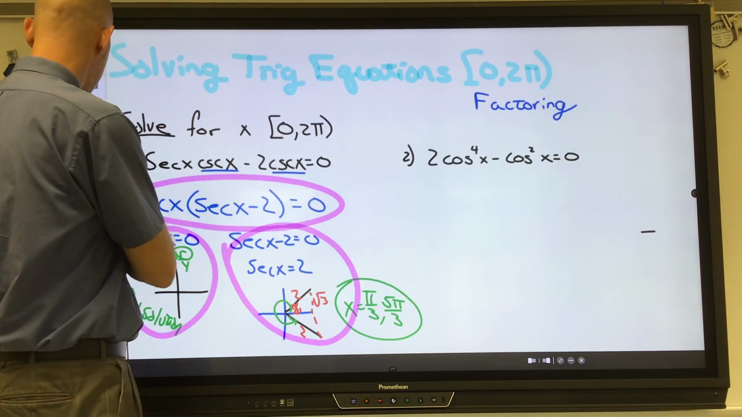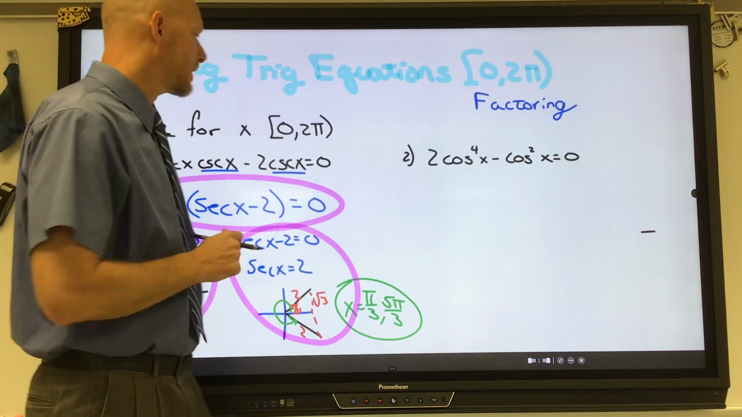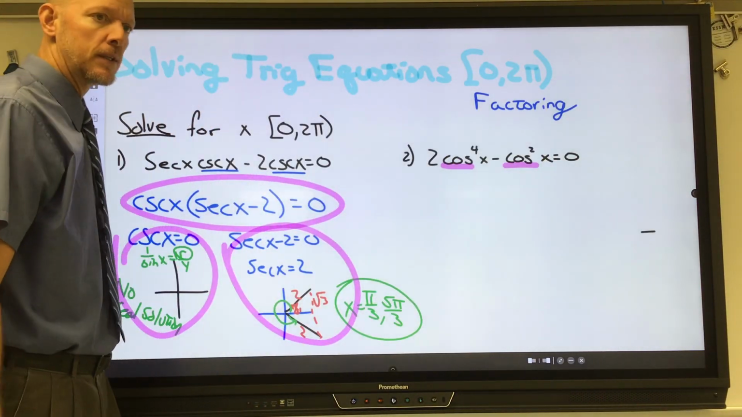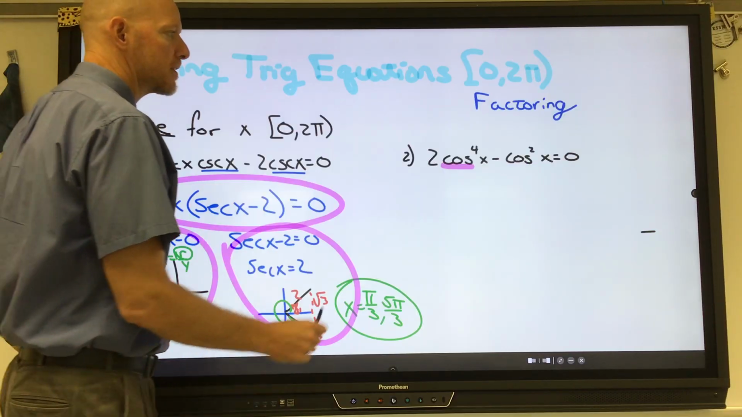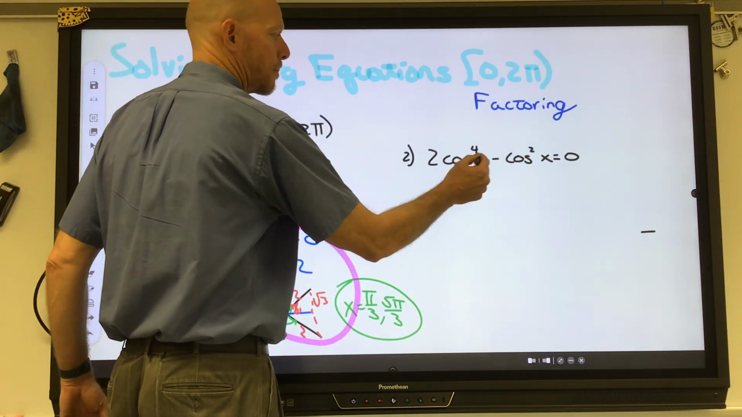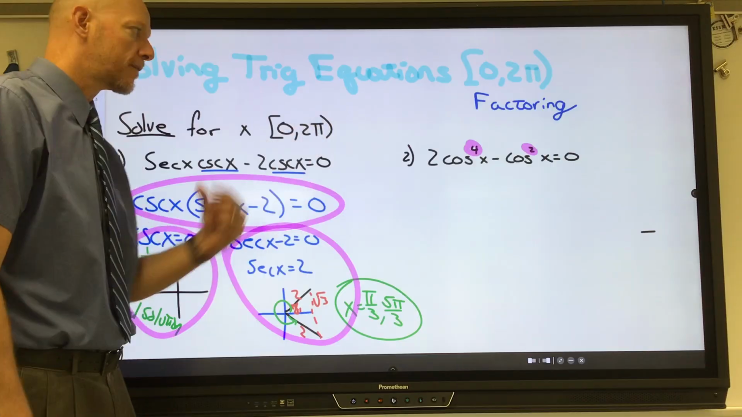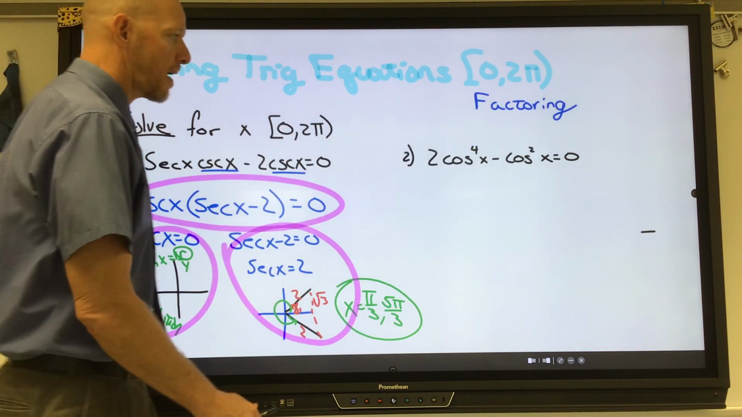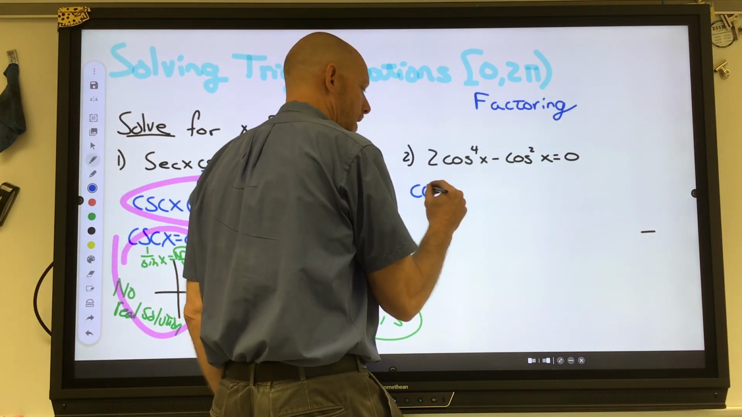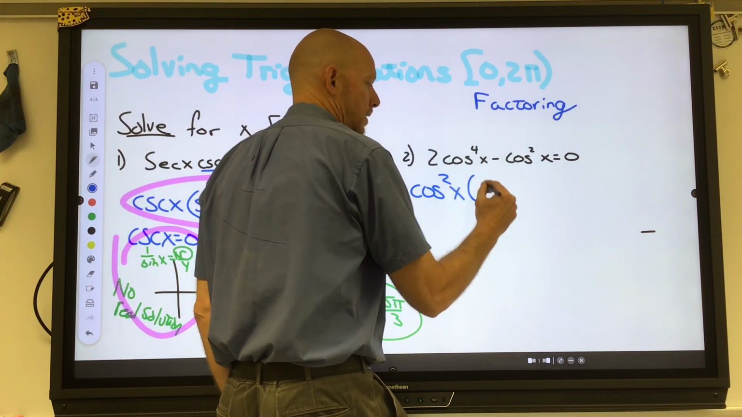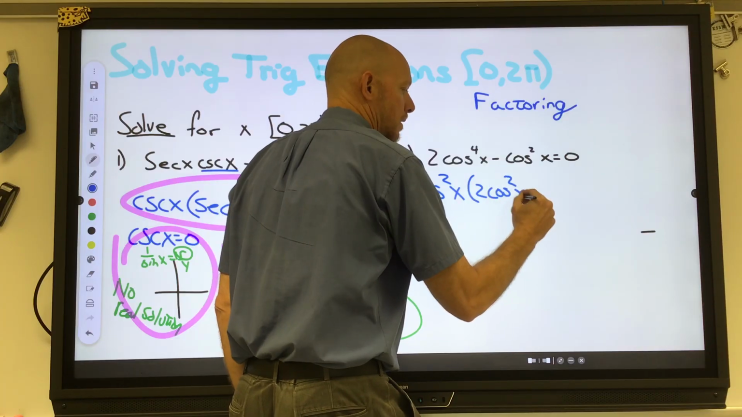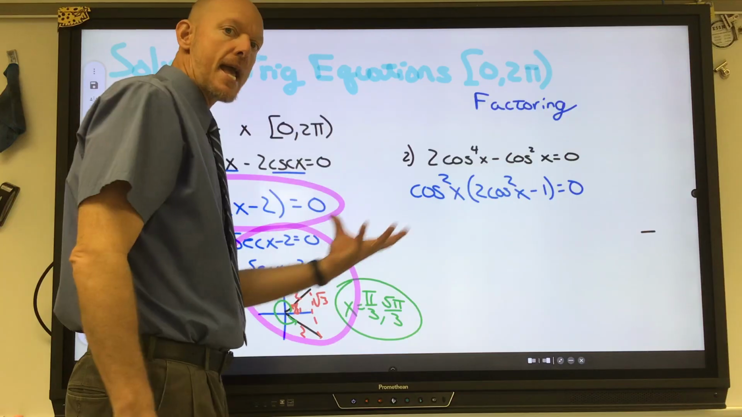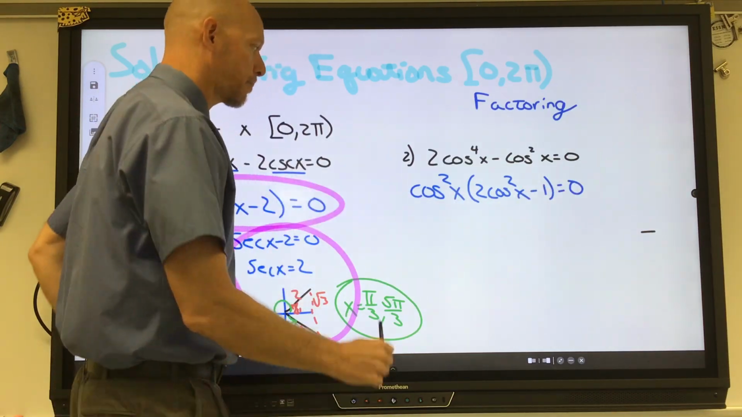Let's take a look at the next problem. Something significantly different in this next problem is that now I have the same trig function, but raised to a power of 4 and a power of 2. In a very similar way, I'm going to factor out a GCF. My first step is to factor out a cosine squared. Now again, I have a factored form equal to 0, and I can use the zero product theorem.